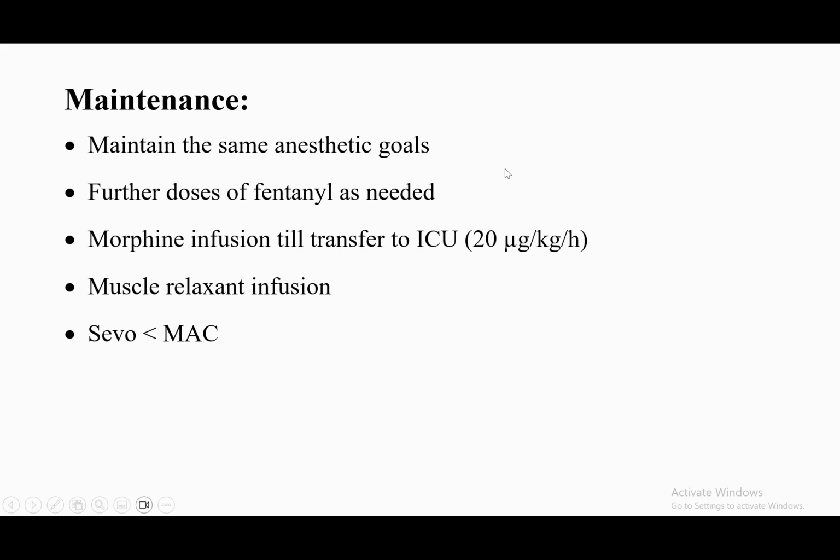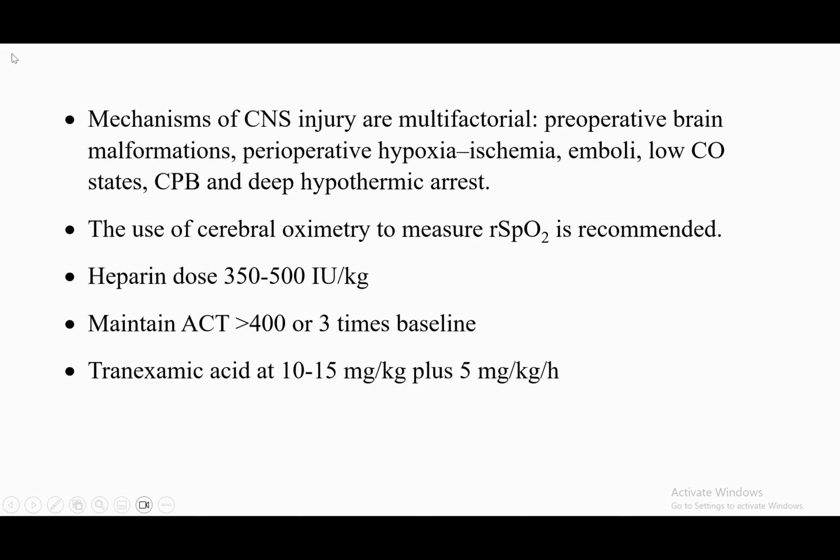Maintenance: maintain the same anesthetic goals. Further doses of fentanyl are needed. Morphine infusion till transfer to ICU. Muscle relaxants and sevoflurane less than 1 MAC. Mechanisms of CNS injury are multifactorial: preoperative brain malformations, perioperative hypoxia, ischemia, emboli, low cardiac output states, bypass, deep hypothermic circulatory arrest. The use of cerebral oximetry to measure regional saturation is recommended. Heparin, ACT, tranexamic acid.